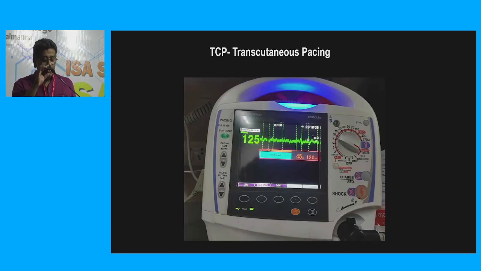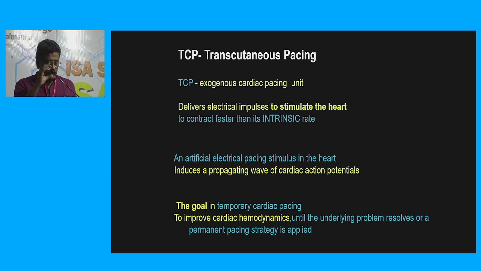Okay, that's about the cardioversion. Now coming to transcutaneous pacing. Unlike defibrillation and cardioversion, where the aim is to stop the abnormal rhythm, here transcutaneous pacing is giving a stimulus to contract the heart. So that is the difference. The exogenous pacing unit delivers an electrical impulse to stimulate the heart, and it induces a propagating wave of action potential. The goal of temporary pacing is to improve the hemodynamics until the transvenous pacing or the permanent pacemaker is put in.